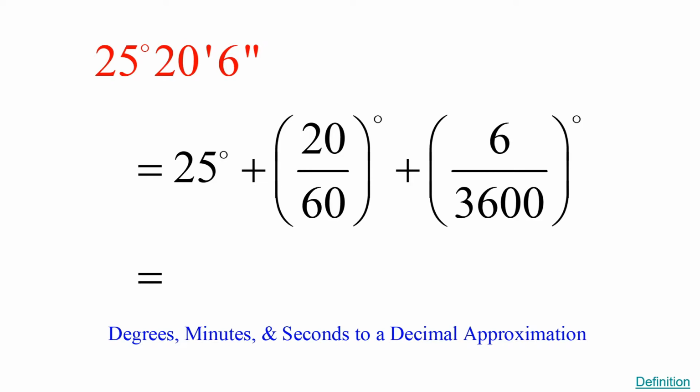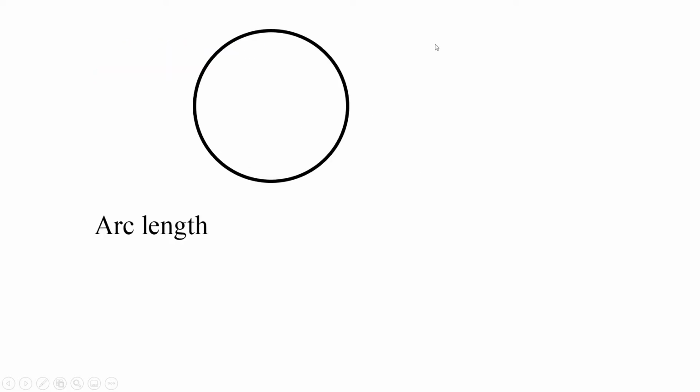So I have 25 plus 20 divided by 60 plus 6 divided by 3,600. Double check. That looks all in there correct. And I'm getting 25.335 degrees. And that's exact, by the way, too. Nice. Okay, now let's talk about arc length.